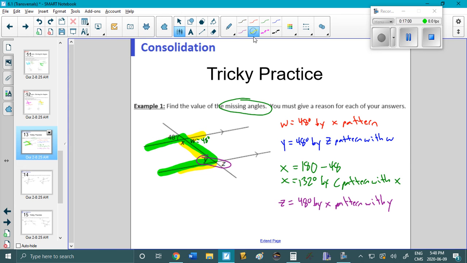Let me show you how the marking works for this. 1 point for the right answer here, 1 point for X pattern. Y here we get 1 point for 48 degrees and 1 point for Z pattern with W. If you just said Z pattern, you get a half point there. And then for X, we get a point for the calculation, a point for the answer, and a point for C pattern with X. Again, if you don't say with X, you lose a half mark. Finally, 48 degrees, X pattern with Y is going to earn you a mark. So 1, 2, 3, 4, 5, 6, 7, 8, 9. 9 of the easiest marks you will ever earn in any math class.